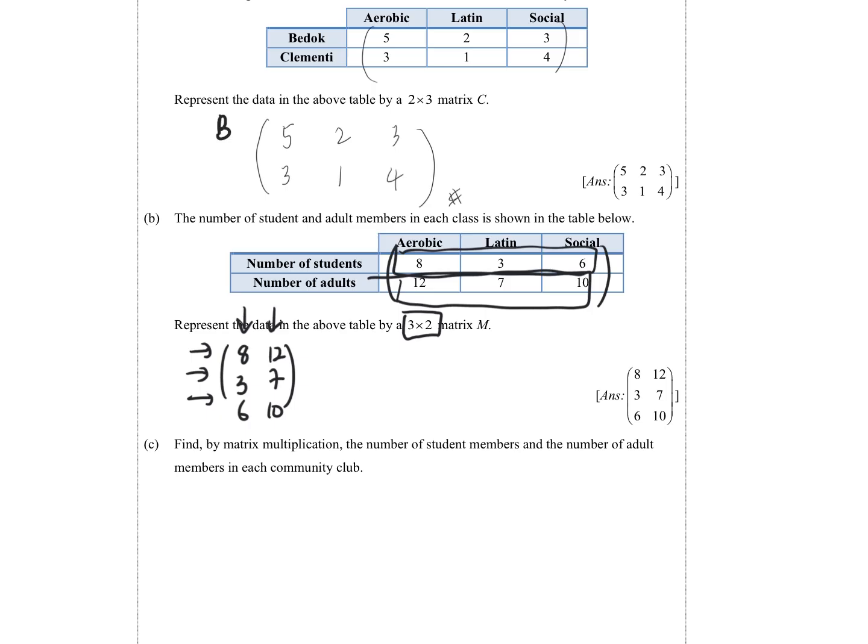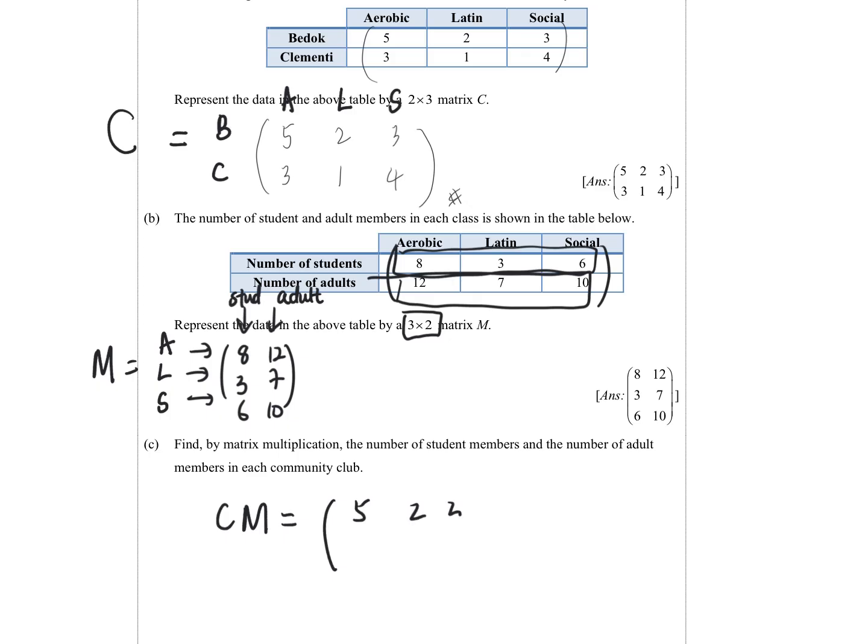So this one Bedok, this one Clementi, aerobic, Latin, social. This one also aerobic, Latin, social, and this one is students, this one is adults. So you want to find the total number of student members and adult members. So how should we multiply? This one we call it C, this one we call it M. Should I do MC or CM? CM.